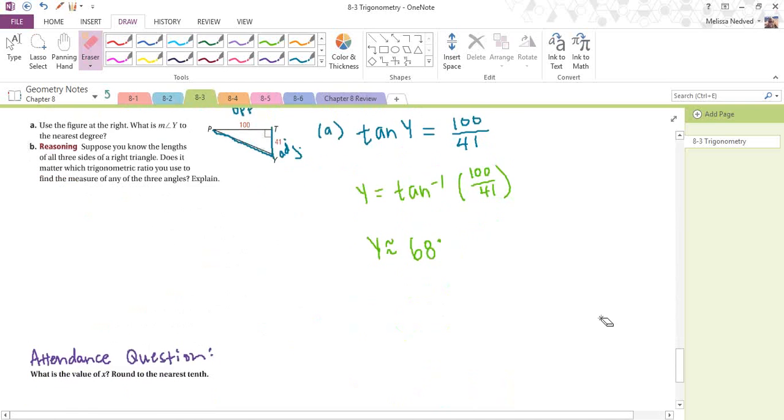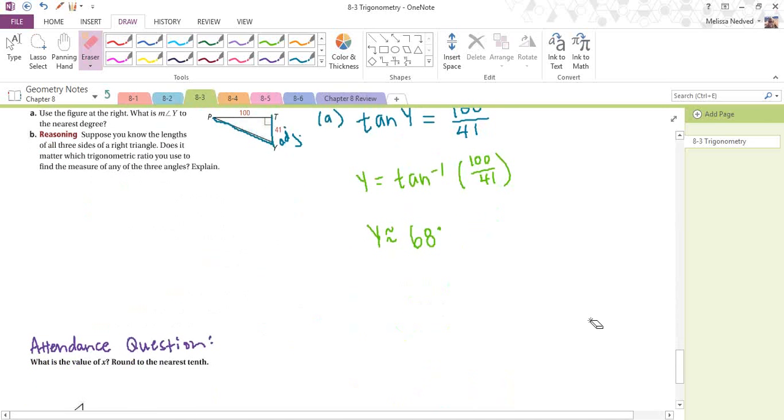Okay, let's just do part B here quick. We'll just talk through it, and then we'll wrap up. It says, suppose you know the lengths of all 3 sides of a right triangle. Doesn't matter which trig ratio you use to find the measure of any of the 3 angles. So if I knew all 3 side lengths and I was looking for an angle, I would know the opposite, the adjacent, and the hypotenuse. So you can pick any, so soh cah toa, sine, cosine, or tangent, just as long as you're picking the right values to go in there.